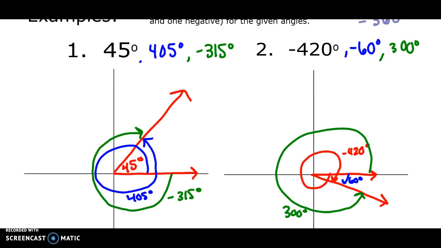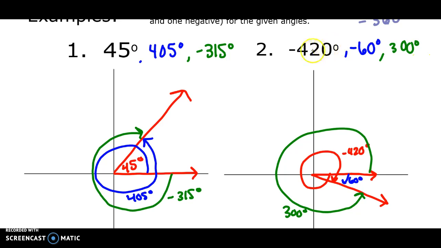All right, so let's take a look. 45 degrees. I just want you guys to keep in mind that there are multiple correct answers for this, but here are some answers that I had. 45 degrees plus 360 gives me 405 degrees. So here was my 45-degree angle. Notice that my coterminal angle has the same initial side, and then it ends up having the same terminal side. Same thing for this negative 315 degrees. Same initial side, same terminal side.